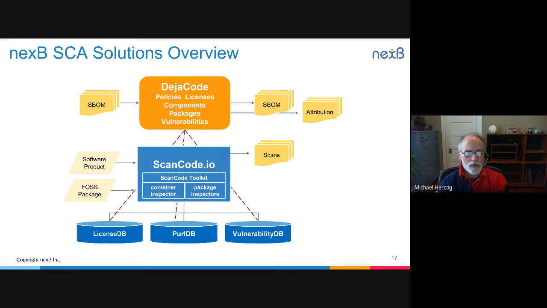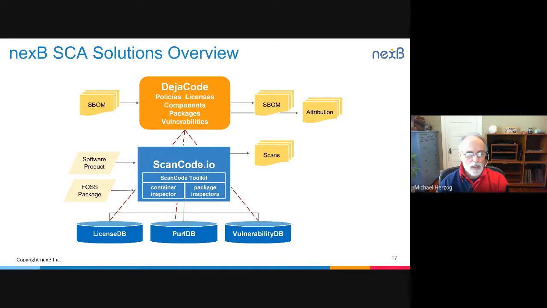At the more technical level, ScanCode.io is a server that processes the scanning, and I'll discuss that in more detail. It can produce an SBOM, but it may be a case where you need to do a bit more review and analysis of the scan results before you turn that into an SBOM. Obvious cases are, if there's a choice of license for a component, you need some place to say, that was the choice, and I picked A, not B. That would be something to do in DejaCode.